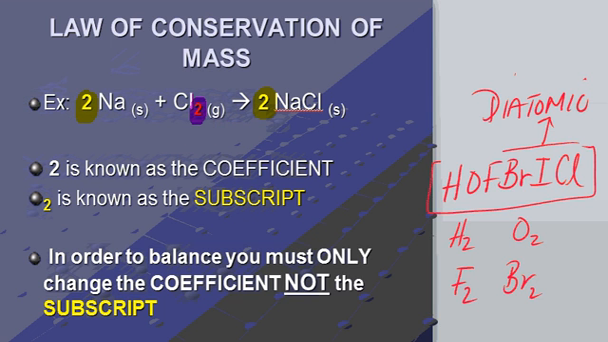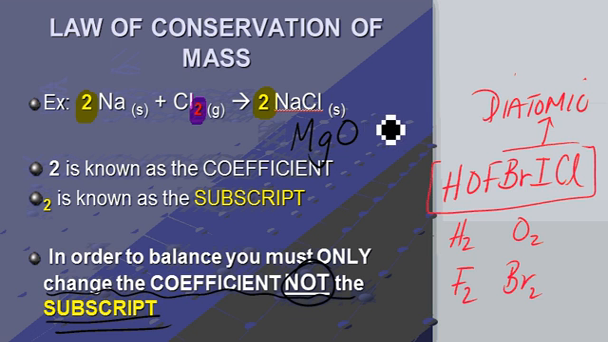The only ones that we can change are the coefficients. We cannot change the subscript. So if we have, for example, MgO, we cannot put a 2 here just because we want to. You cannot change the actual molecule. You can change how many of them you have, but that's it. Let's move on.